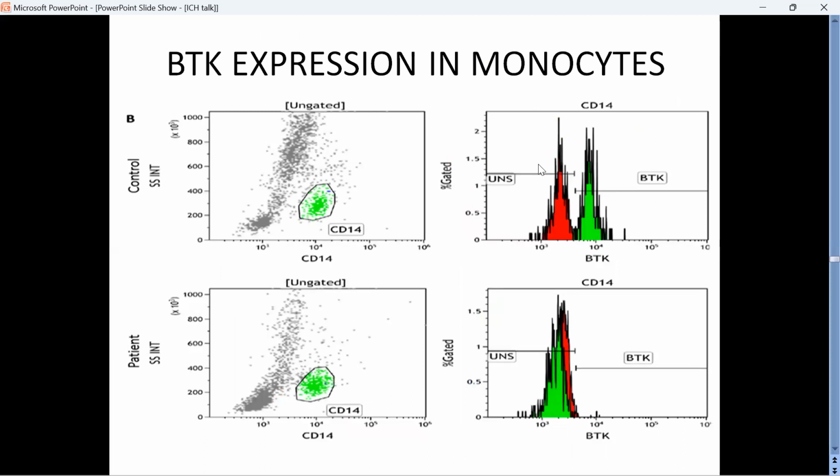For further confirmation, we looked for the BTK protein, which is absent in XLA. Normally it is present; in cases of XLA, it is absent. Since the B cells are absent in this patient, we can use monocytes as an alternate population to see the BTK expression. This is normal, where you find the BTK expression. This is a histogram: this is the negative control, and this is the population showing expression of BTK. Whereas in the patient, the monocytes are not showing BTK expression. If it were present, it should come here, but here it is negative. That's how you confirm the diagnosis of XLA, and you can send it for PID gene sequencing.